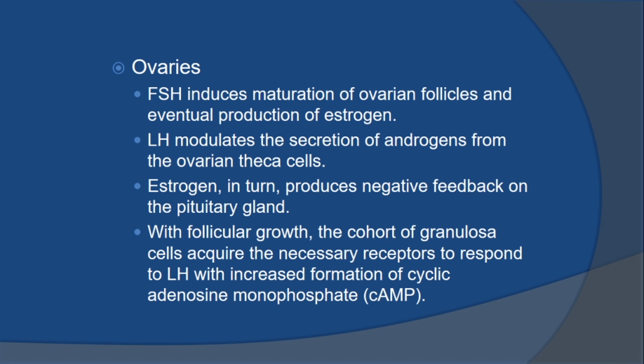The ovary is acted upon by follicle-stimulating hormone to induce maturation of the ovarian follicle and eventual production of estrogen. The luteinizing hormone also modulates the secretion of androgens from the ovarian thecal cells. Estrogen, in turn, produces negative feedback on the pituitary gland. And with follicular growth, the cohort of granulosa cells acquire the necessary receptors to respond to the luteinizing hormone, with increasing formation of cyclic AMP.